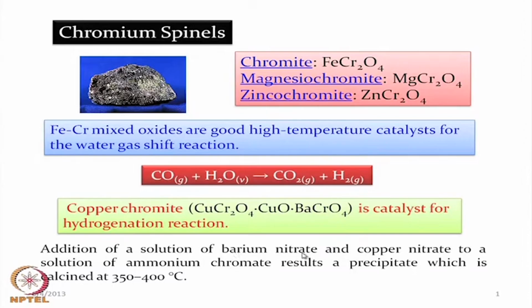Say barium nitrate can react with ammonium chromate, giving rise to barium chromate, and copper nitrate is also reacting with ammonium chromate, giving rise to some copper chromate formulation, and ammonium ion is there and ammonium nitrate is there basically. So the presence of ammonium nitrate in the medium is basically responsible for the reduction of the precipitated copper chromate at high temperature, say not at 500 degrees centigrade but less than that, in the range of 350 to 400 degrees centigrade.